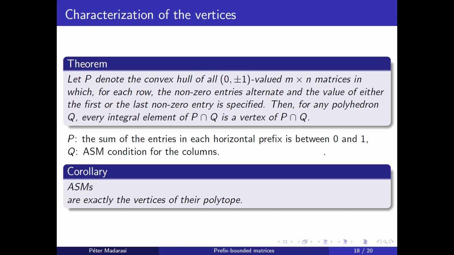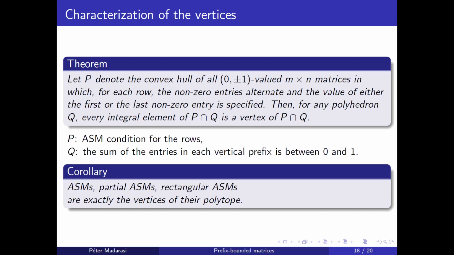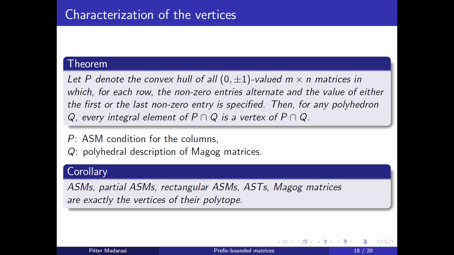And if you tweak a bit with the definition of P and Q, then you obtain the analogous statement for partial ASMs, for rectangular ASMs, for alternating sign triangles, or for network matrices, and again, possibly for other classes of matrices. The main requirement is that there must be an alternating direction, either rows or columns, it doesn't matter, but there must be one. And the other constraint doesn't really matter, at least from this perspective.